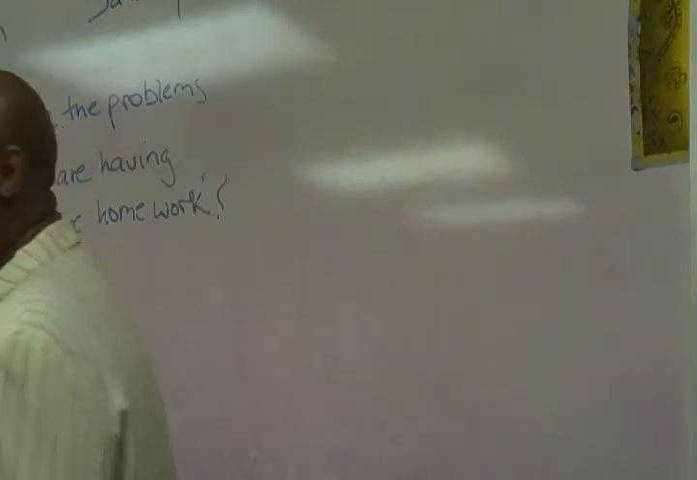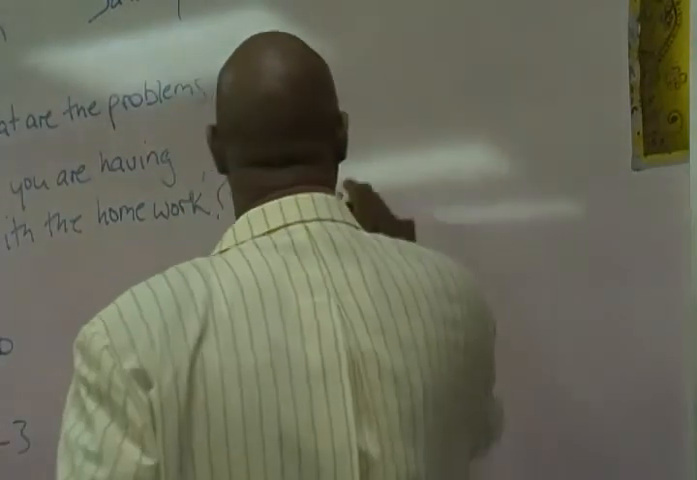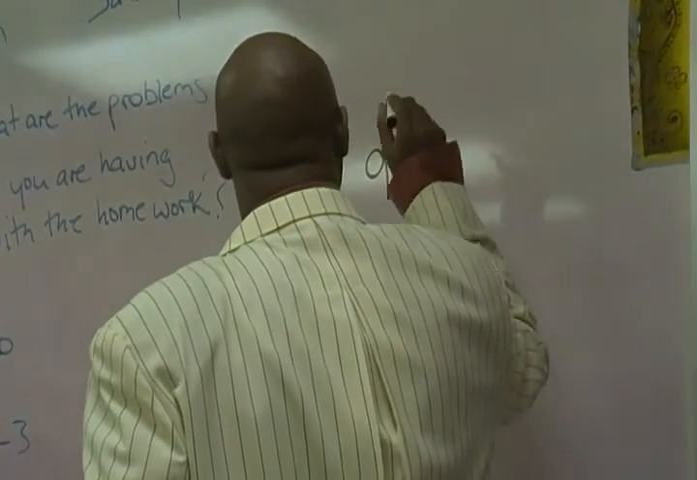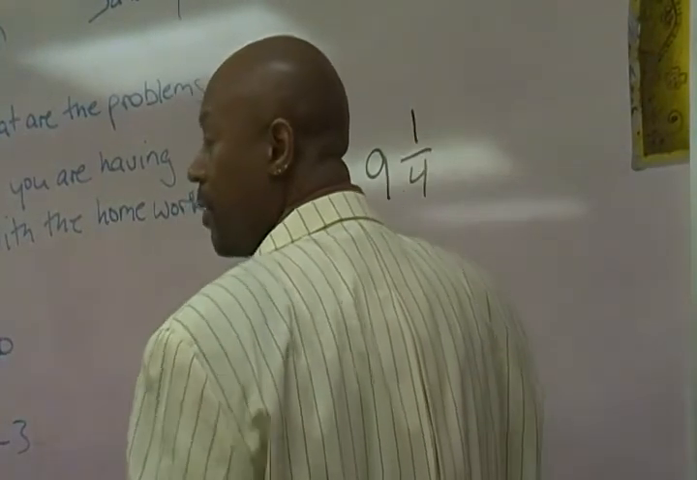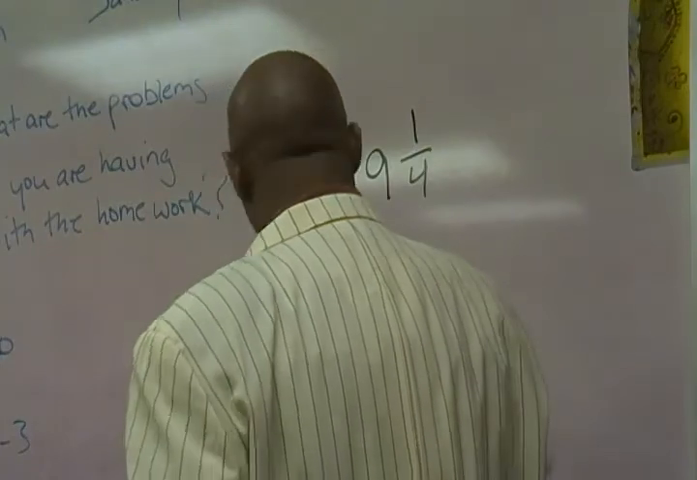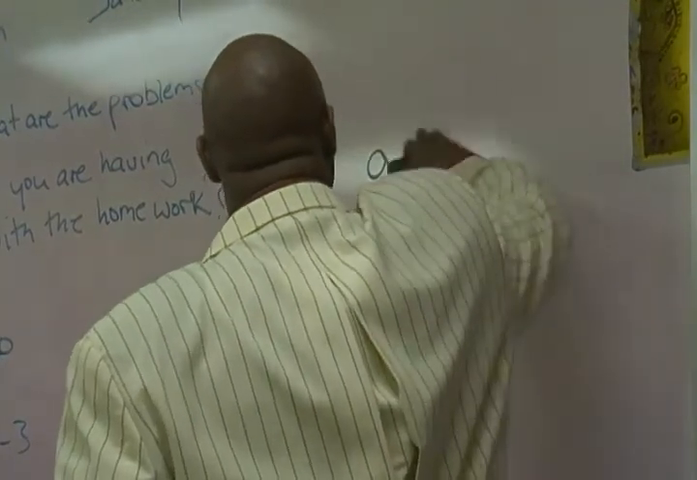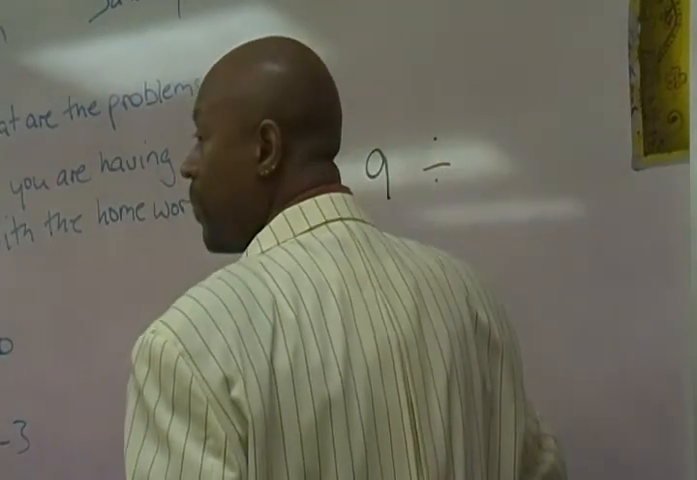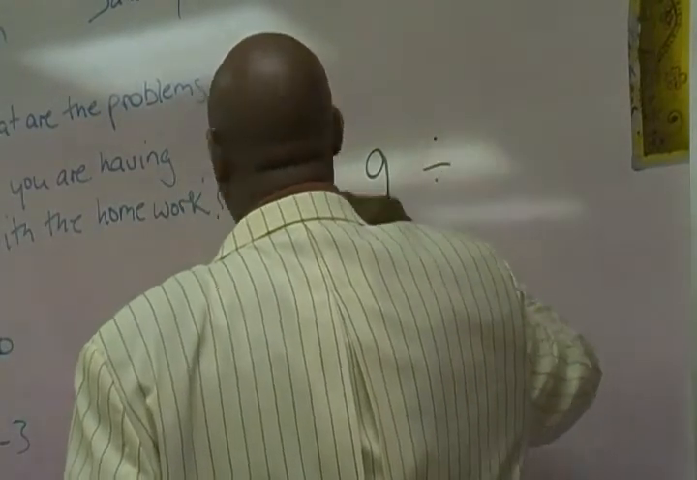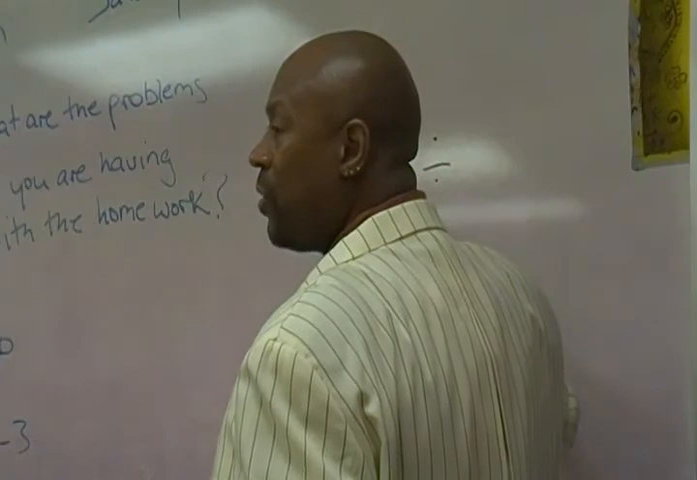Number 4, that's the division problem. So I'm gonna break that down like this. It's 9 and 1/4. It's 9 divided by 1 and 1/4. What page is that? 597. I'm putting it up on the board, so.